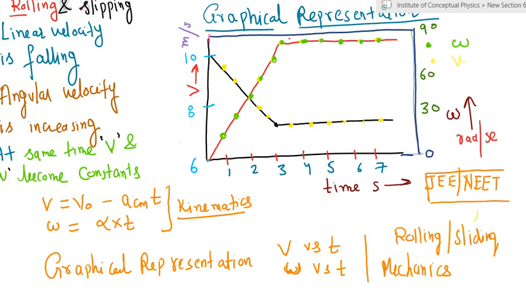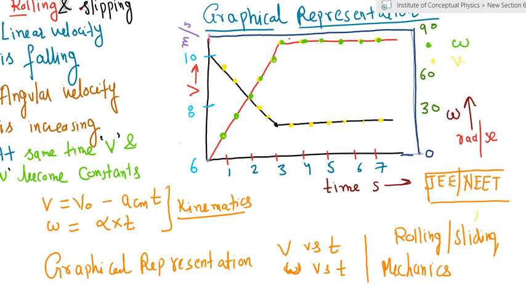And why was the velocity decreasing? The velocity was decreasing because of the frictional force that decelerated it. And why is omega increasing? Because the same frictional force is providing it angular acceleration alpha. So you can see, as the velocity is decreasing, the angular velocity is increasing.